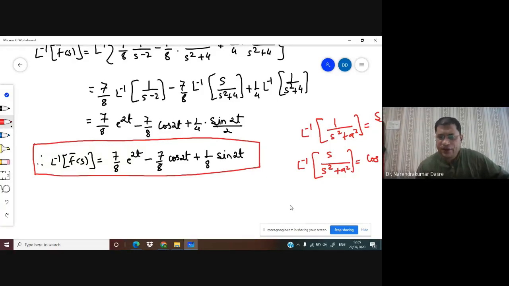So, do you have any doubt in this example? Any doubt in this example? Or whatever we have solved up to now, is there any doubt in both of these examples or this method? No. Okay, that's great.